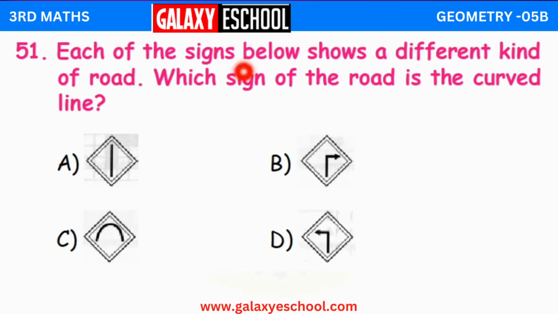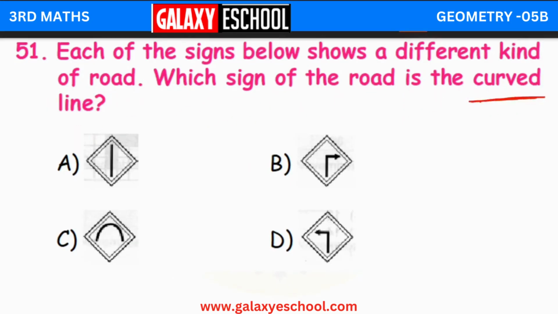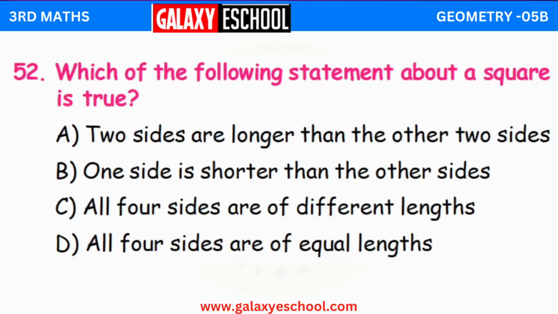Question 51. Each of the signs below shows a different kind of road. Now which sign of the road is a curved line? So look for a curved line here. Which is a curved line? Option C is a curved line. Yes, so option C becomes our correct answer.